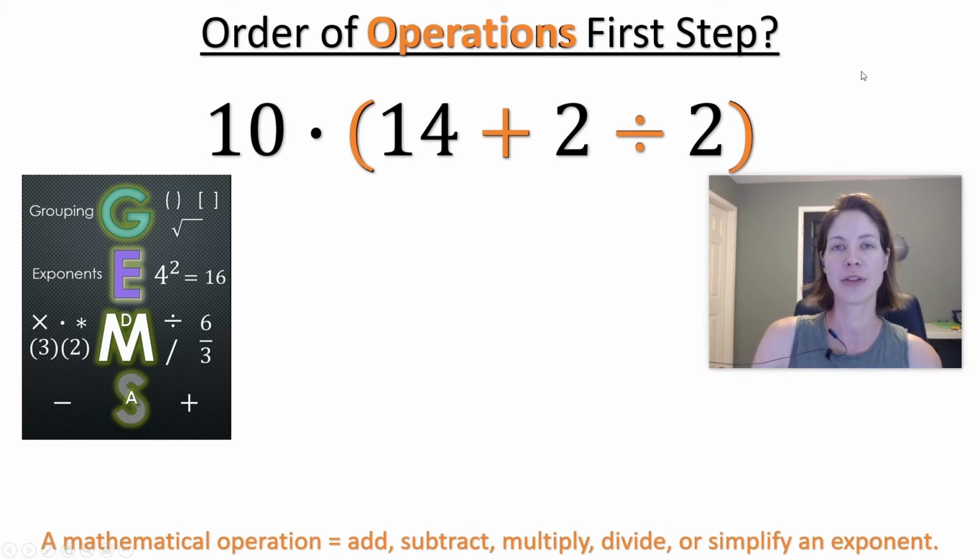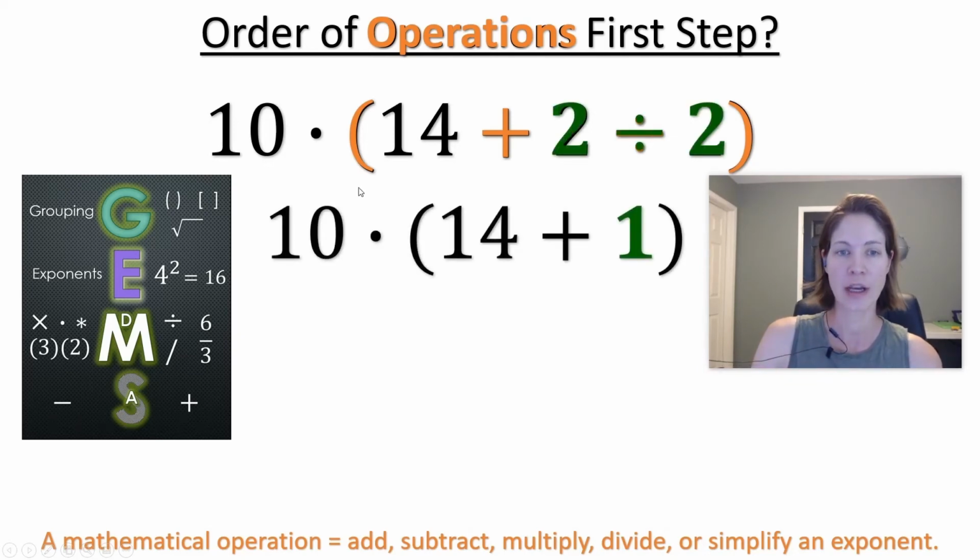So we have to do 2 divided by 2 first. We bring our parentheses down because we have not done everything in the parentheses yet, because that's going to remind us in our second step that we're going to have to do the parentheses again.